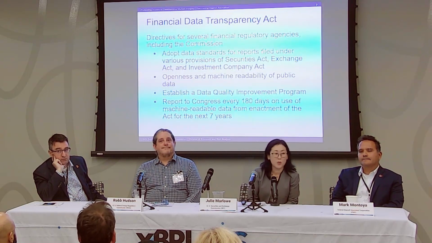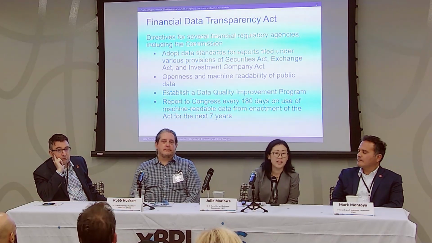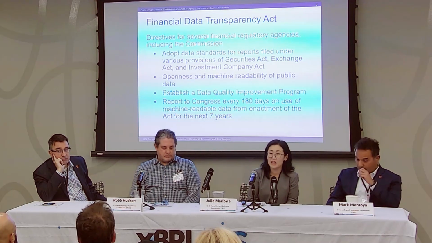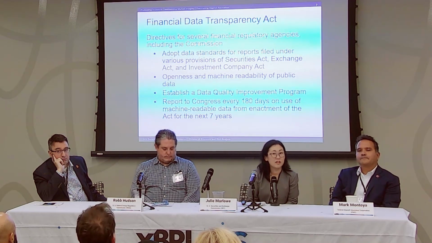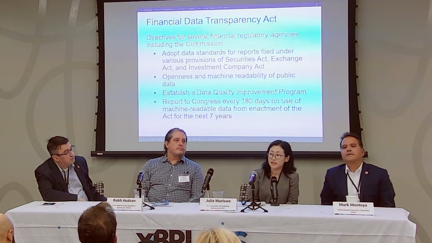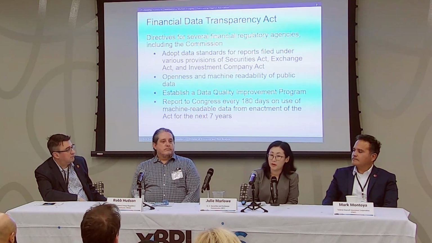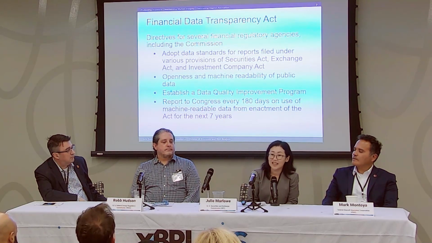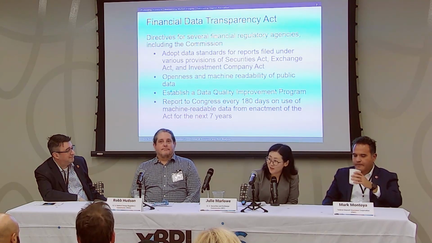FDTA, you heard enough about it, so I'll focus on what is relevant to the Commission. Among other requirements, we have to adopt data standards for reports filed under certain sections of the 1933 Act, 1934 Act, and 1940 Act. And part of those data standards must include a legal entity identifier that enables openness and machine readability of the public data. We're also required to establish a data quality improvement program. And finally, we have to report to Congress every 180 days on the use of machine readable data for the next 7 years. We have our work cut out for us.